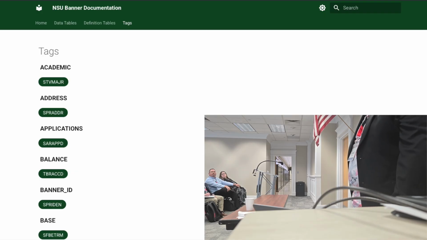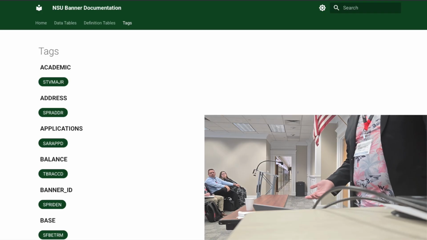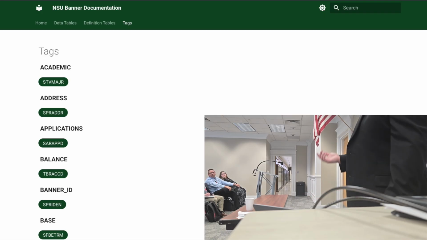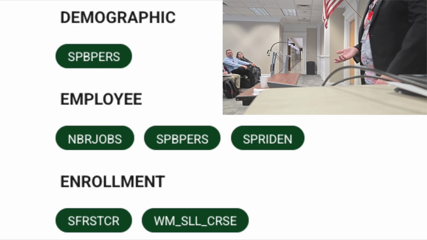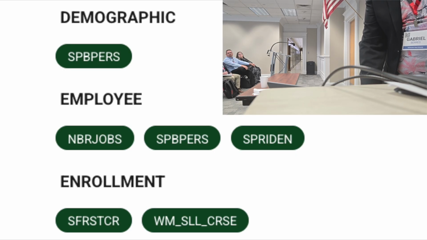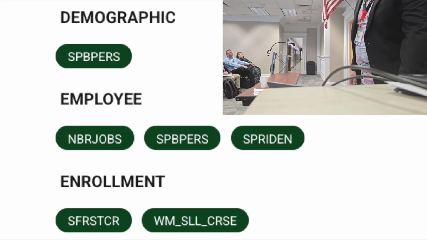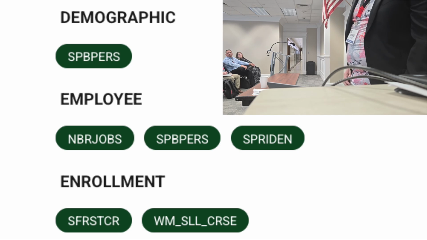Something we also wanted to do was tags. When you input a table, you can tag it with whatever keywords you want. Maybe you want to see all the tables that you use a lot that are for employee data. You can tag NBR jobs as employee jobs and HR, and then if you wanted to, you can go to the tags and just look for employee.